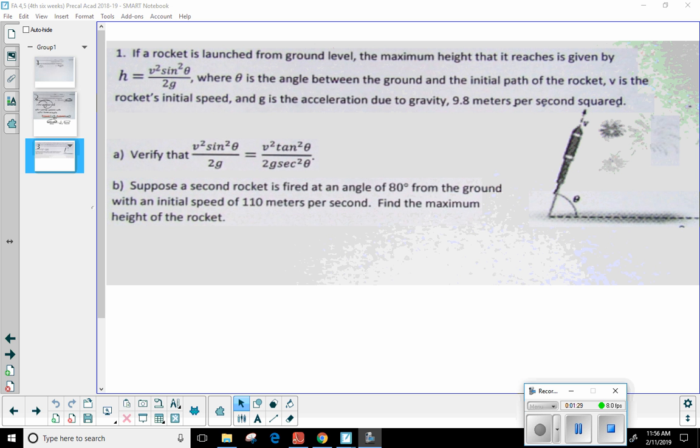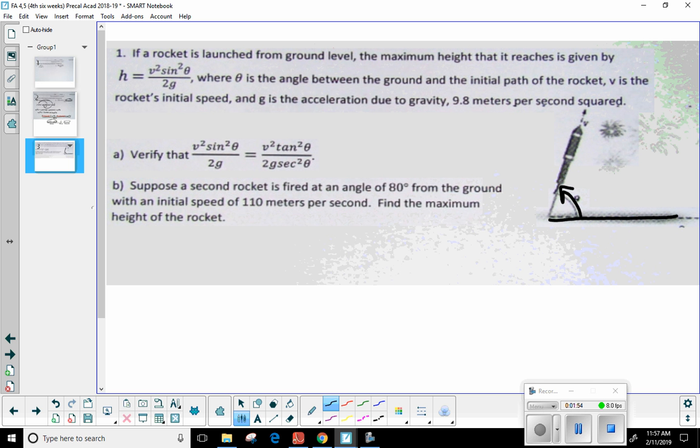And we're going to go ahead and start our next lesson today. We're going to look at sum and difference identities. But before we get there, here is the last focus activity for the fourth 6 weeks. It says, if a rocket is launched from ground level, the maximum height that it reaches is given by this formula. H equals v squared times sine squared of theta over 2g, where theta is the angle between the ground and the initial path. So it's this measure right here.